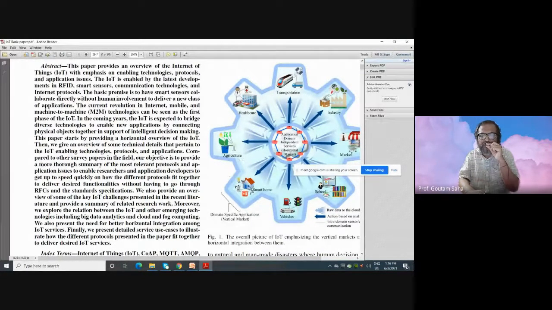Third is smart home. I am not in favor of it. Human being is already idle now, and if they become more idle, they will die very early by heart attack.